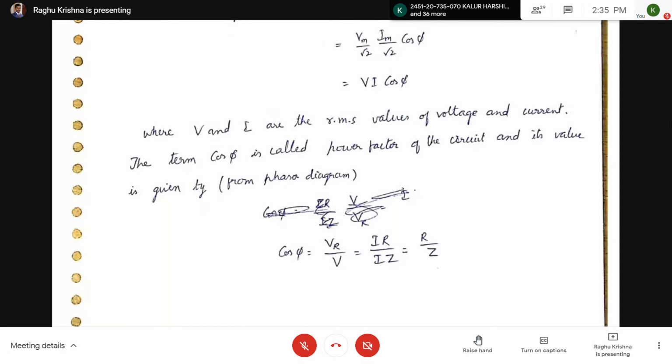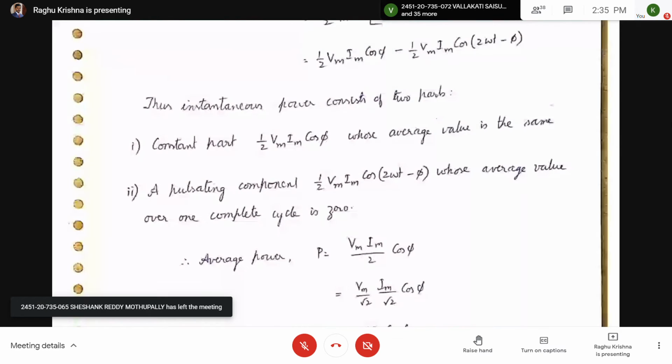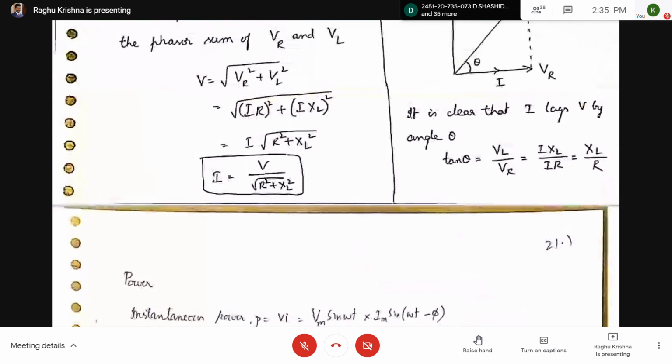So here this can be simplified to R by Z. What is Z? Z is the impedance. It is given here: Z is equal to under root of R square plus XL square. This also will come afterwards. So we are going to learn what is under root of R square plus XL square.